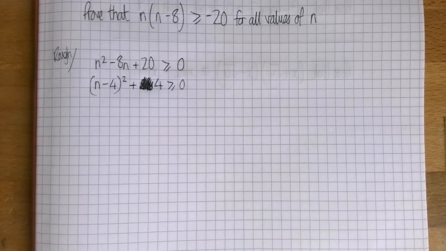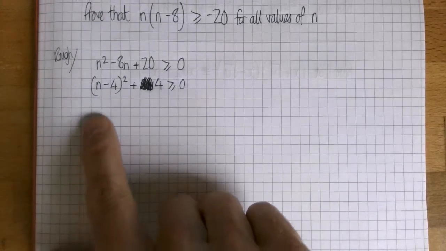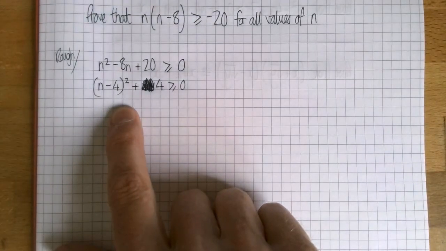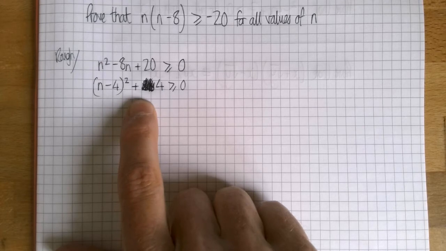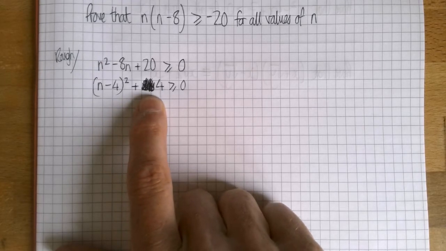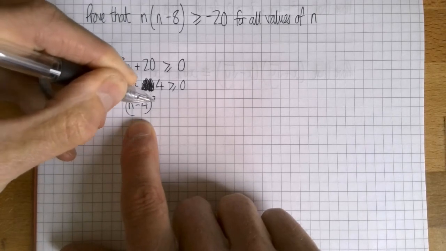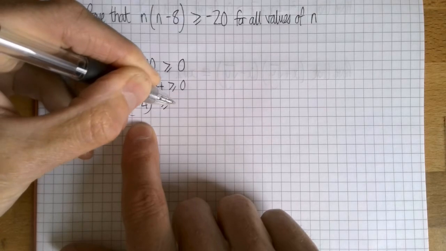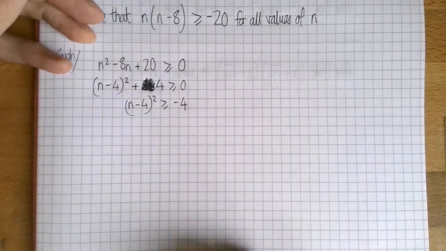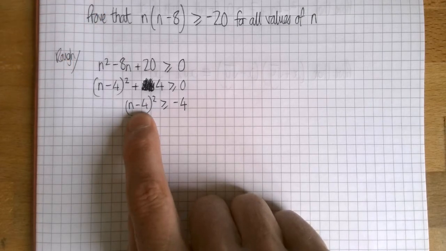And from here, you could go in a couple of ways. So I could, at this point, say, right, I am going to take away 4 from both sides. And I know that that's true, because I know that this is always going to be positive. So that's one way of doing it.